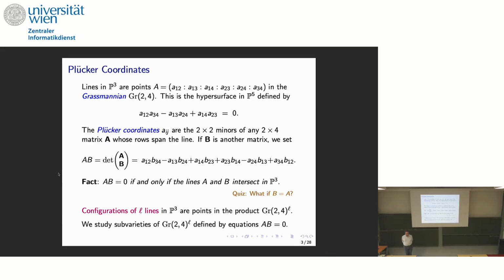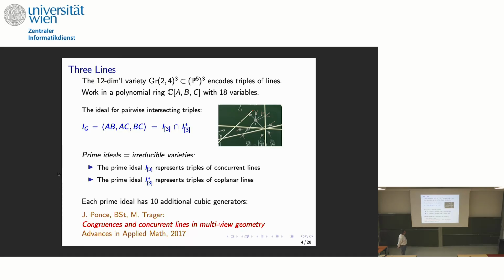Okay. I told you it's going to get easier, right? Okay, let's talk about 3 lines. So for 3 lines, we have this ambient space, P1 times P1 times P5, P5 times P5, that's a 15-dimensional ambient space. And then each of these contains a Grassmannian. So this product of these Grassmannians is a 12-dimensional variety.